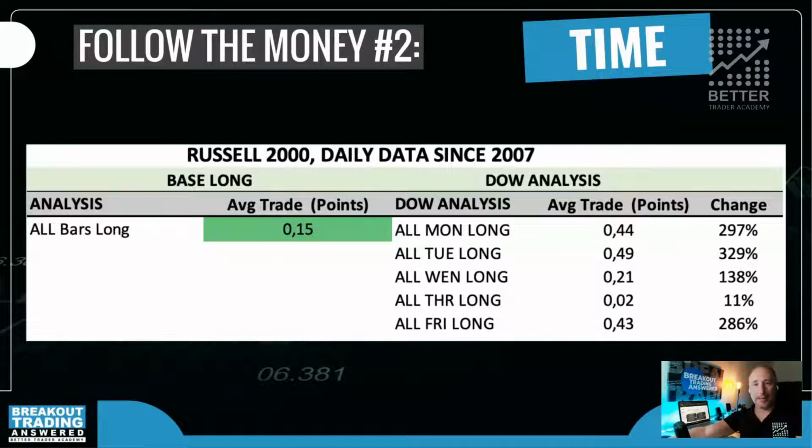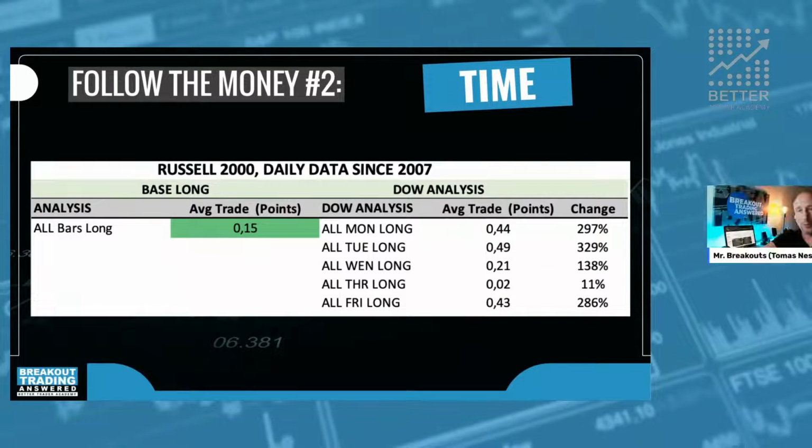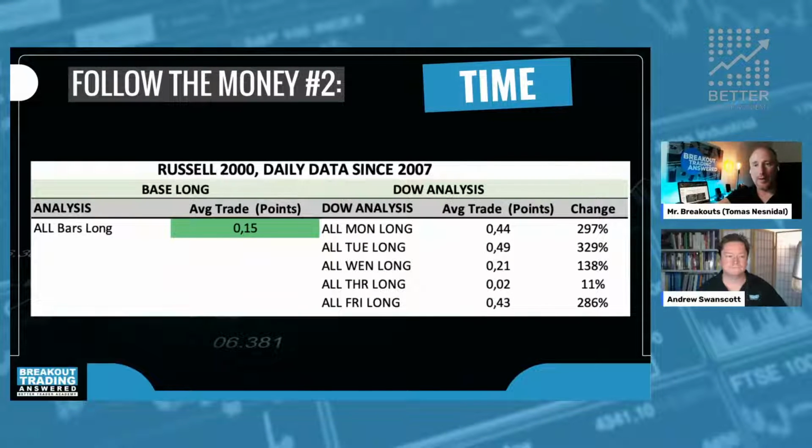And not only do markets have their own tendencies when it comes to long or short bias, but they also have very, very strong tendencies when it comes to day of the week. And this is quite reliable. With many markets, this is very reliable.